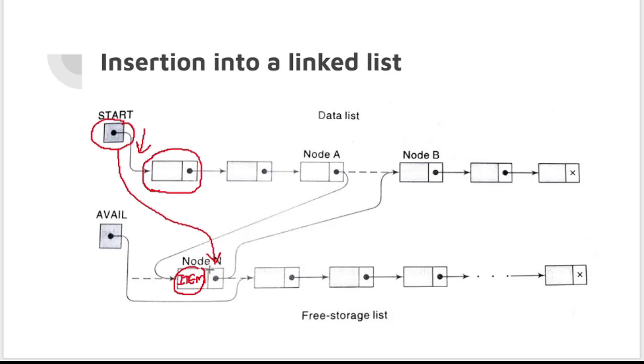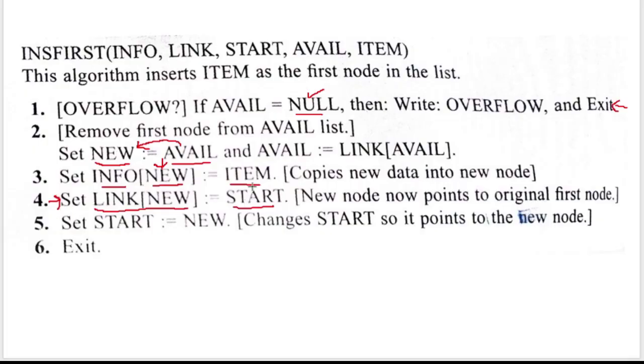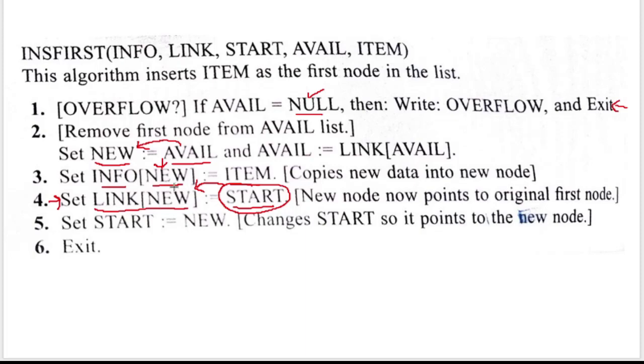Now we want to change the pointers. In start we have the location of first node of the linked list. We will pick that up and we will store that value to the newly created node. Now this node will point to this node, and this address needs to be changed again because now this pointer will be changed. So this is what we did in this step. We have picked up the start value and we have copied that address to the pointer part of the new node. The new node now points to the original first node.